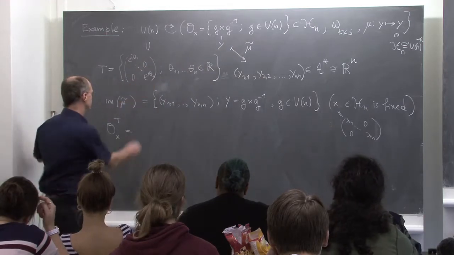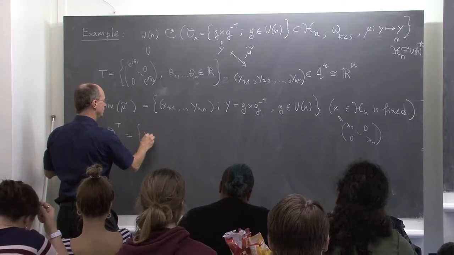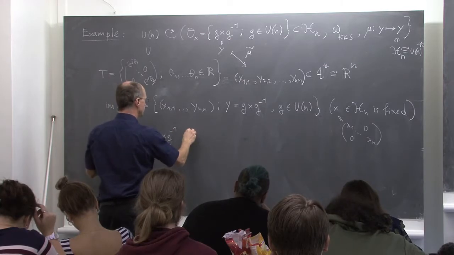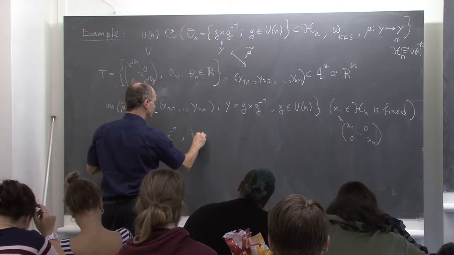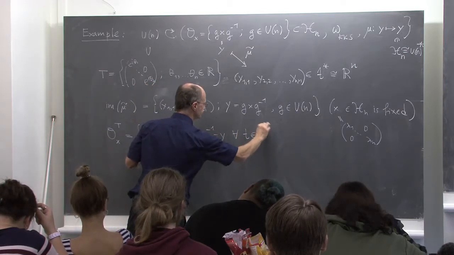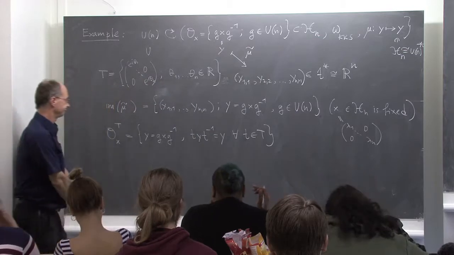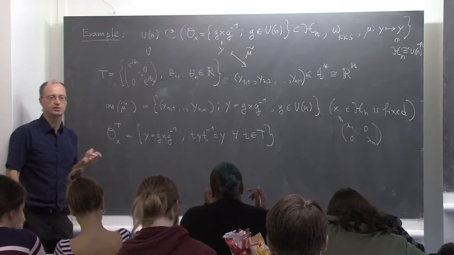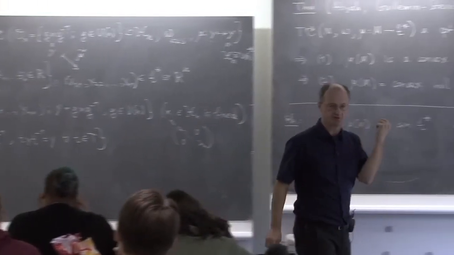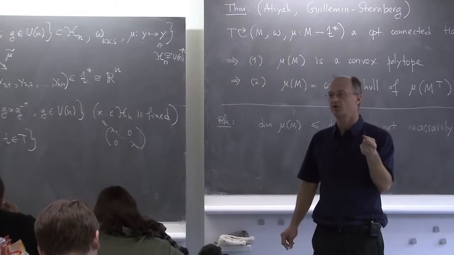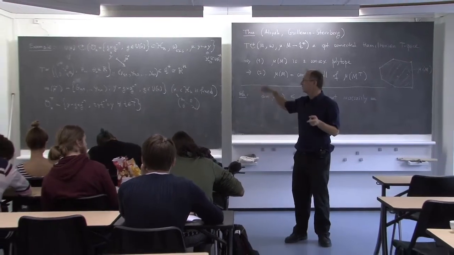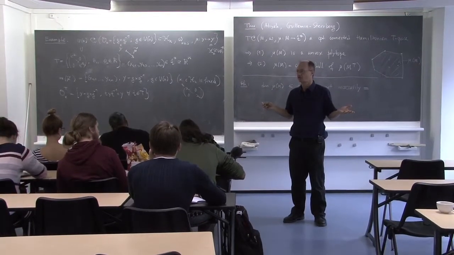They don't move, so these are y's of the form g x g minus 1, such that t y t minus 1 is equal to y for all t in T. So what are they? So you have Hermitian matrices with fixed eigenvalues, and now you want to know when they don't move if you conjugate them by diagonal matrices. So what are they?